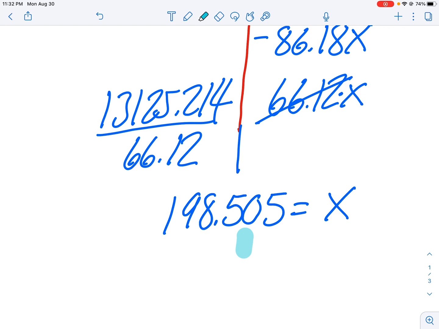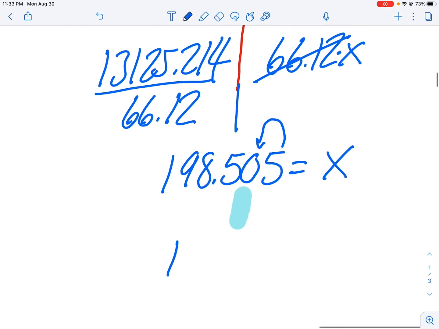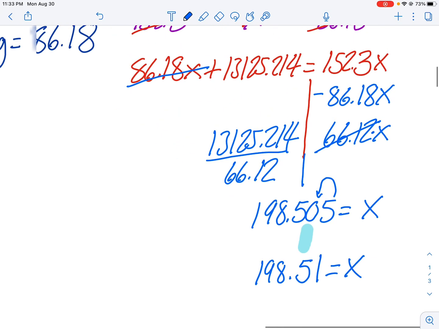We remember that 0 is the hundredths place, so the 5 is going to tell the 0 what to do. Is it 4 or less? 5 is not 4 or less. Five or more, add 1 more. So we add 1 to 0, which is 1. So we get 198.51 is equal to x.